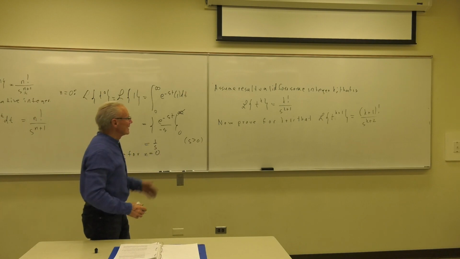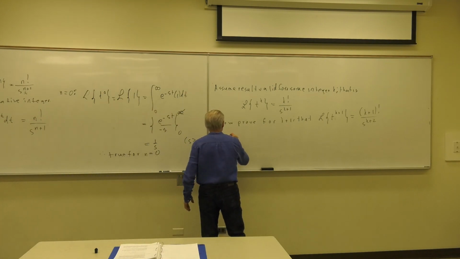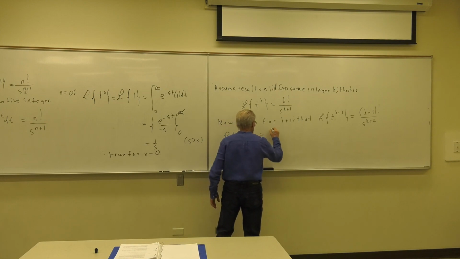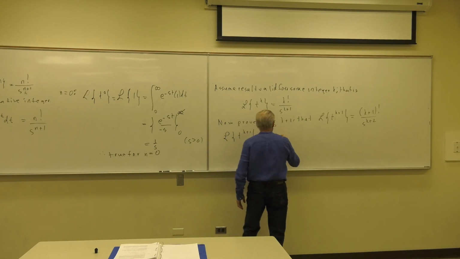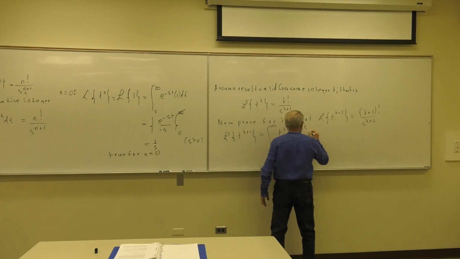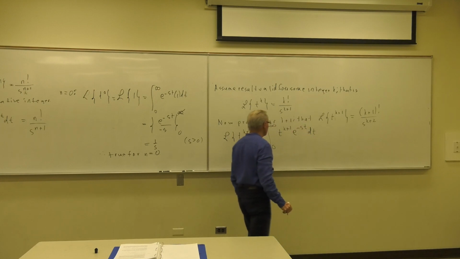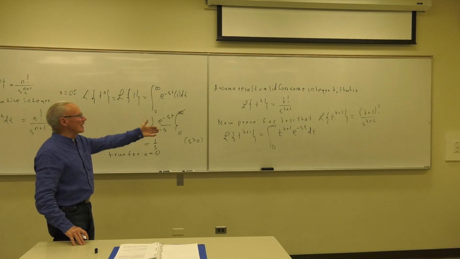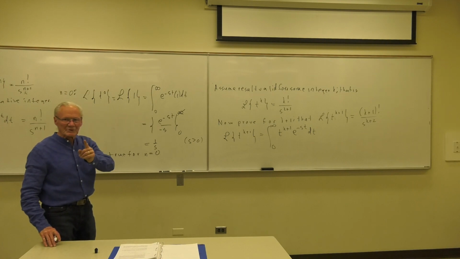All right. Let's start with the left. The Laplace transform of t to the k plus 1. By definition, it is the integral from 0 to infinity of t to the k plus 1 times e to the minus st dt. That's its definition. What am I going to do with it? I'm going to integrate this by parts. Once.